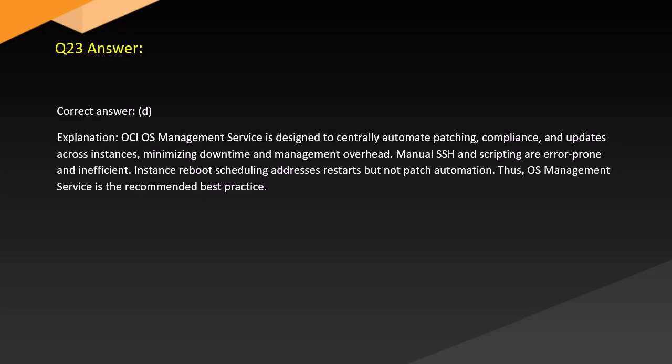Answer. Correct answer, D. Explanation. OCI OS Management Service is designed to centrally automate patching, compliance, and updates across instances, minimizing downtime and management overhead. Manual SSH and scripting are error-prone and inefficient. Instance reboot scheduling addresses restarts but not patch automation. Thus, OS Management Service is the recommended best practice.